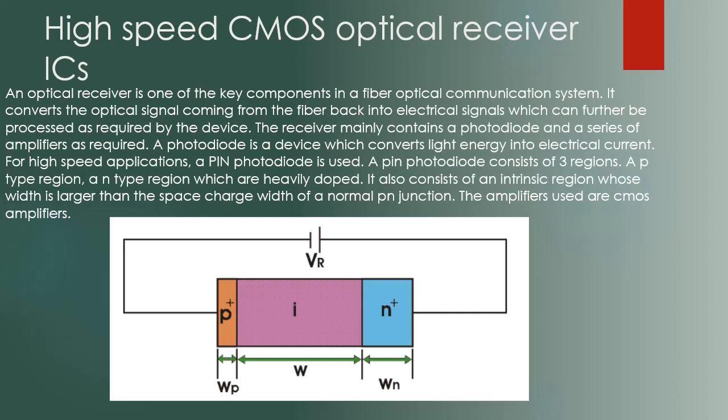That's illustrated below. So a PIN photodiode consists of 3 regions: a P-type region, an N-type region, which is heavily doped, and it also consists of an intrinsic region. In the intrinsic region, its width is larger than the space charge region of a normal PN junction, and the amplifiers used are CMOS amplifiers.